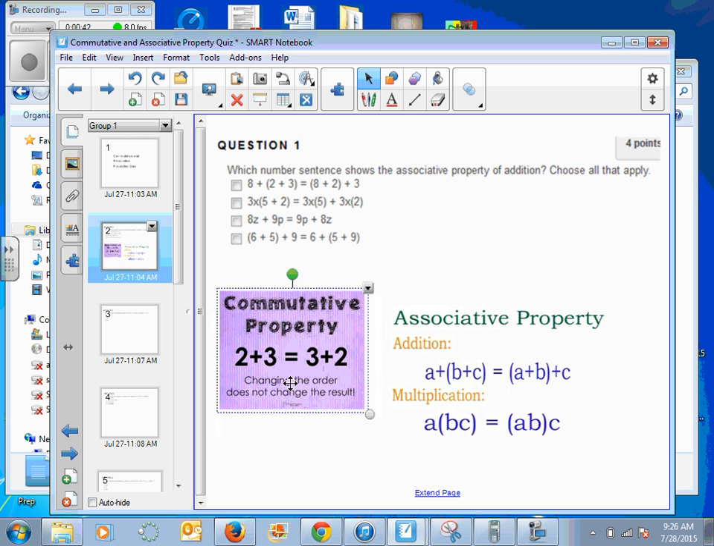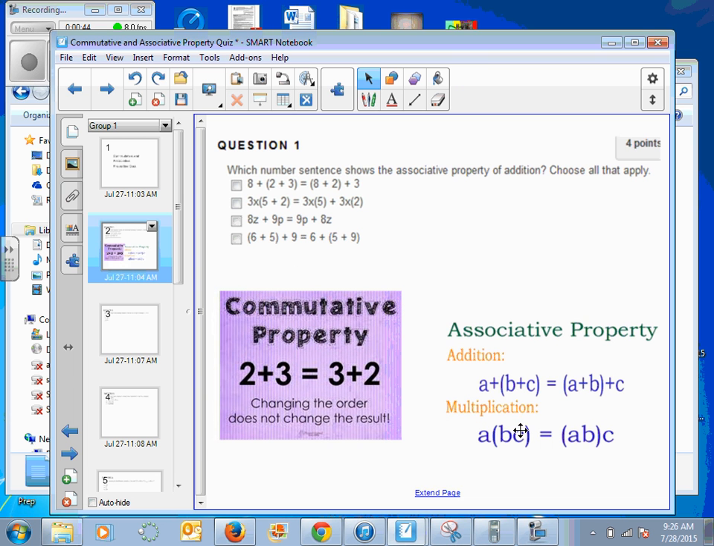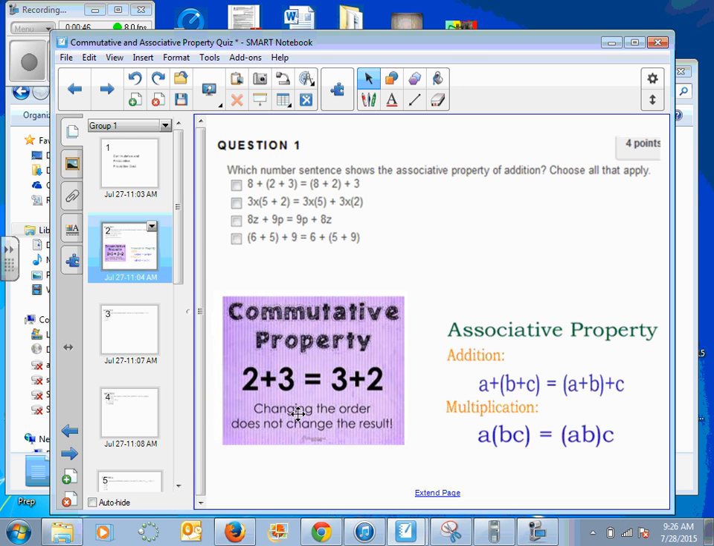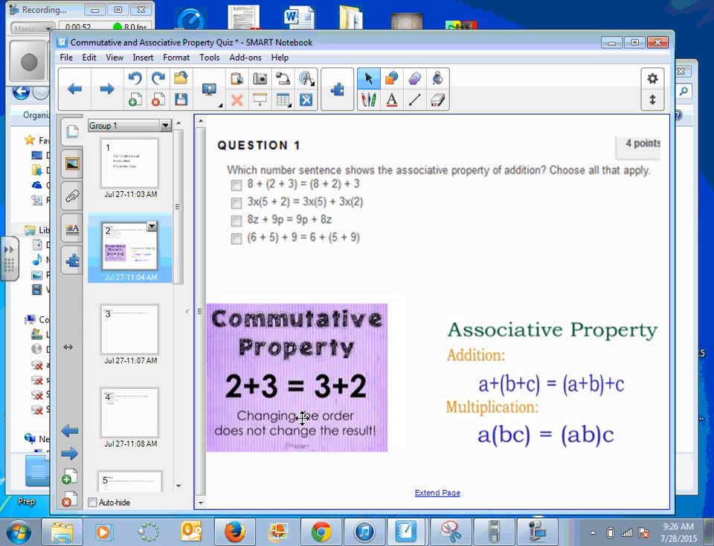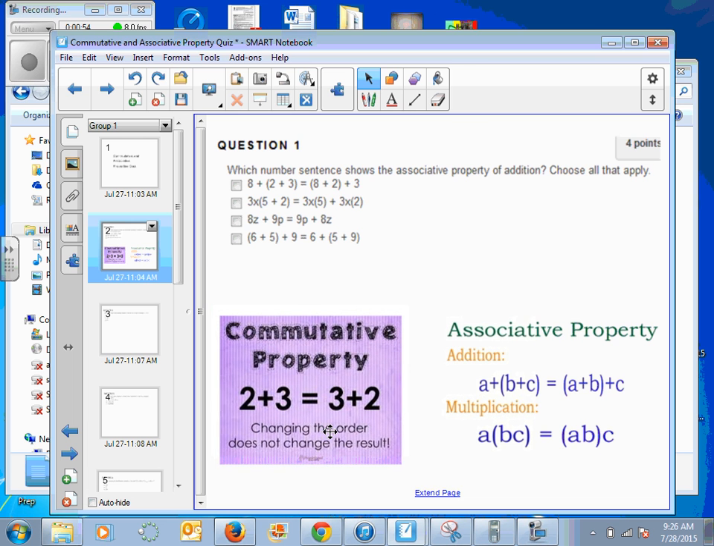Commutative property, on the other hand, just says that you can change the order. So 2 plus 3 is equal to 3 plus 2. You're just flipping the order, and that works for multiplication as well, and we'll see that coming up.